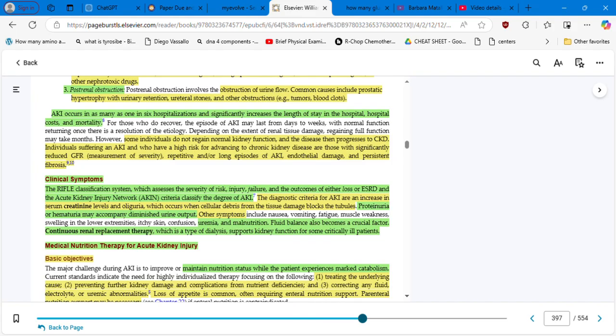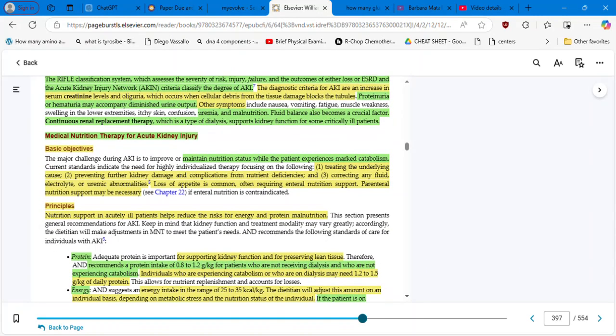Now we have proteinuria or hematuria that may accompany diminished urine output, right? We have oliguria, so now instead of that, probably proteinuria or hematuria. Other symptoms are going to be nausea, vomiting, fatigue, muscle weakness, swelling in lower extremities, itchy skin, confusion, uremia, which is the amount of urea in the blood, and malnutrition. Fluid balance also becomes a crucial factor, right? Continuous renal replacement therapy, which is a type of dialysis, supports kidney functions for some critically ill patients.